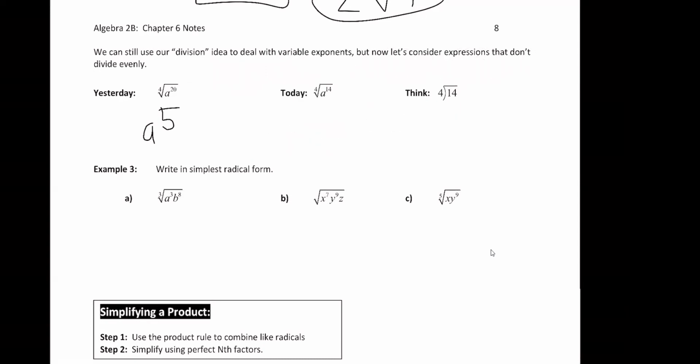But keep in mind, sometimes it doesn't work evenly. If you have a 14th power with an index of 4, how many groups of 4 can you make out of 14? If you just count on your fingers, 4, 8, 12, you can make 3 groups. So you're going to have 3 a's on the outside, but that would only be 12 a's. So you have 2 left over, and those stay underneath your radical.